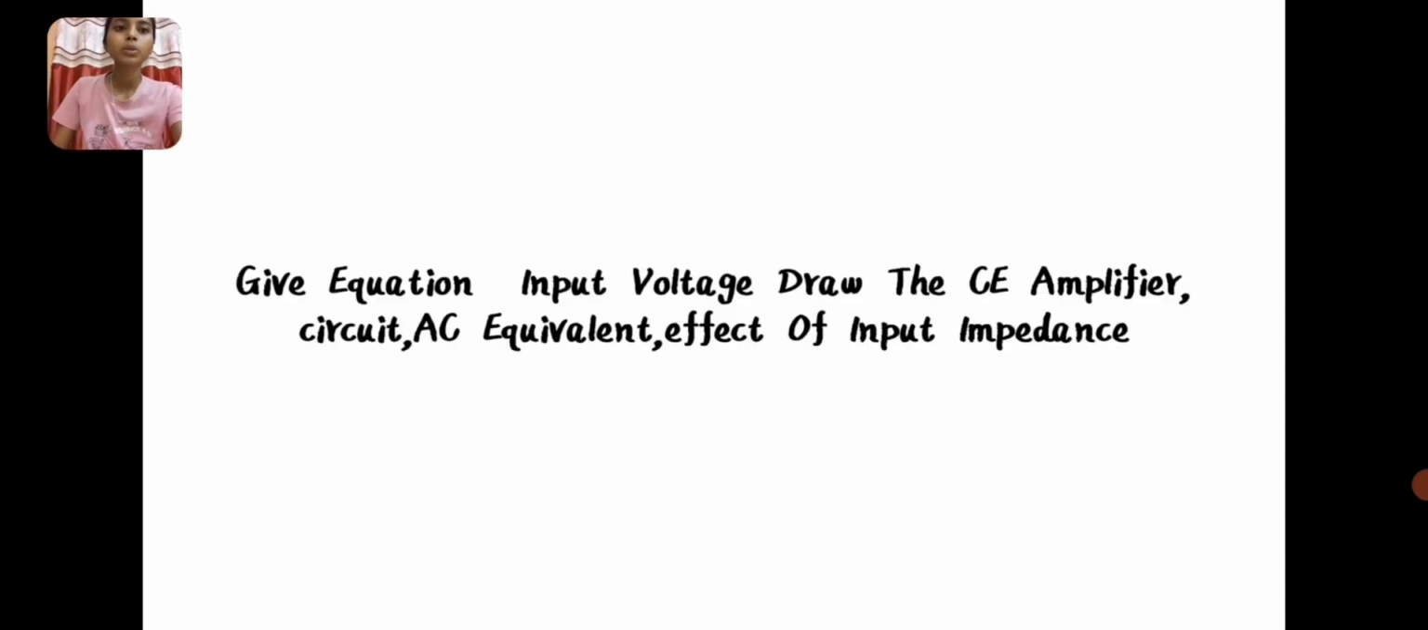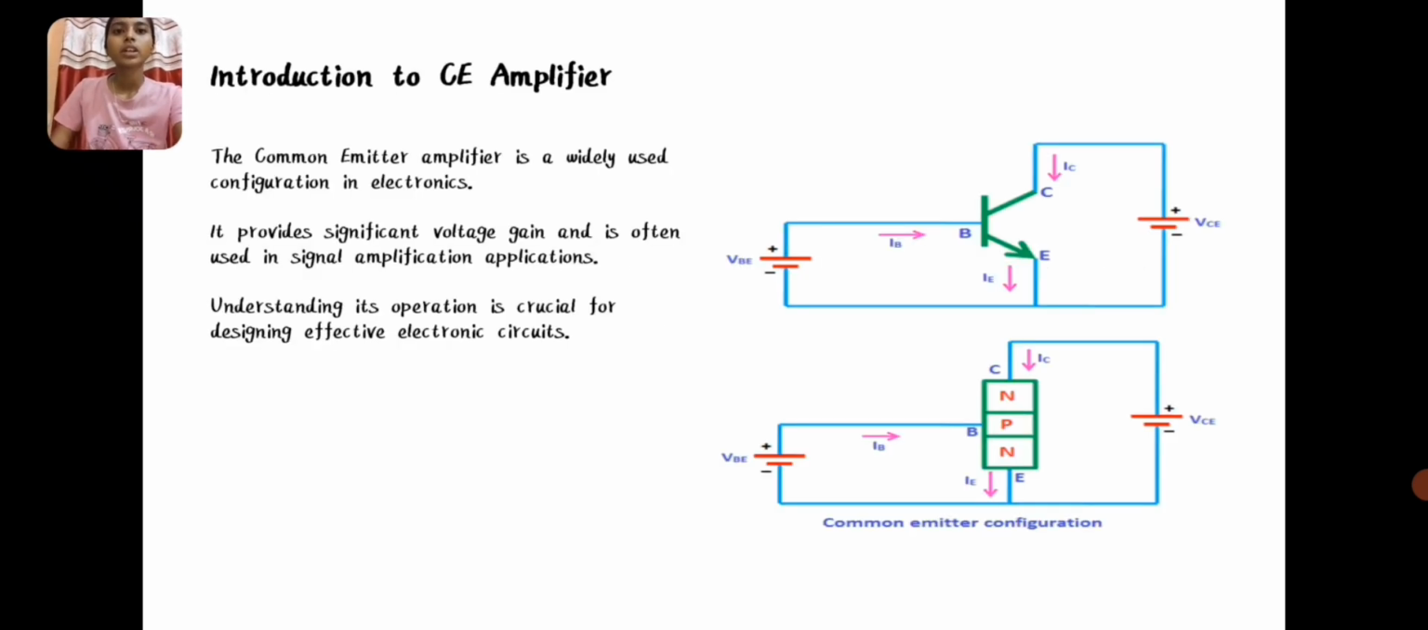Given the equation for input voltage on the CE amplifier circuit, AC equivalent, effect of input impedance. Introduction to CE amplifier. The common emitter amplifier is a widely used configuration in electronics. It provides significant voltage gain and is often used in signal amplification applications. Understanding its operation is crucial for designing effective electronic circuits.